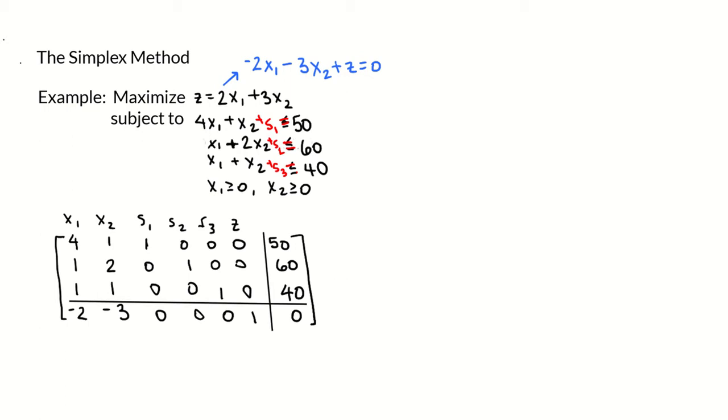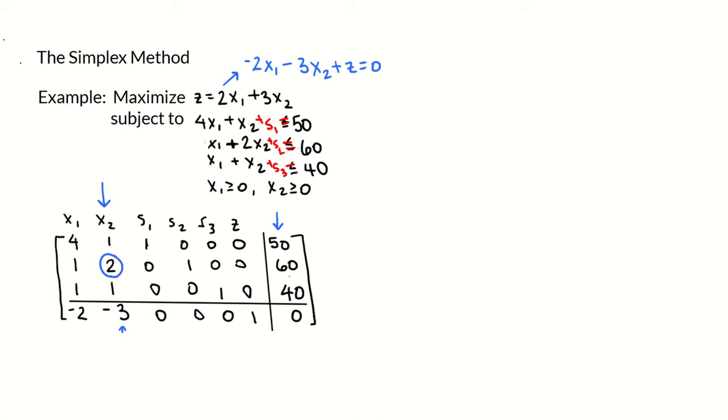Now we find our first pivot. To do that, we look for the most negative indicator, which is negative 3. So we're looking now in the x2 column, and we want to check the quotients. So we divide the answer number by the number in the x2 column, and we find the smallest quotient. 50 divided by 1 is 50. 60 divided by 2 is 30. 40 divided by 1 is 40. Since the smallest of those numbers is 30, we choose this as our pivot.